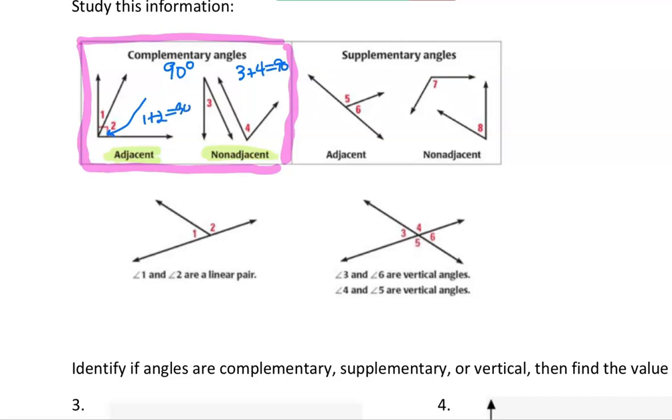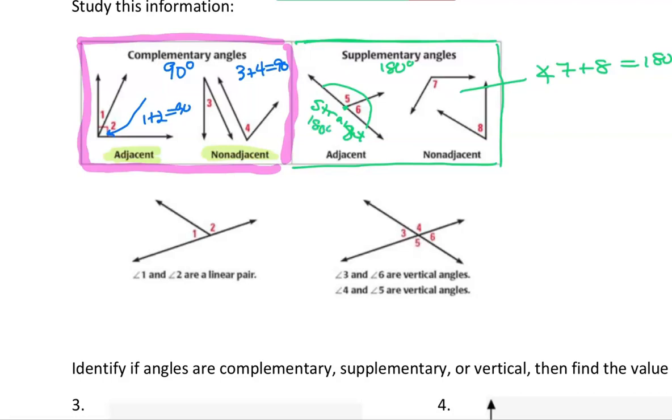So then let's move on to supplementary. Supplementary also happens when two angles add up to something. The something for supplementary is 180 degrees. So that means that supplementary angles, when they are adjacent, are on a straight line or a straight angle. When they're not adjacent and not sharing a common side, they will simply add up to 180. When they share a common side, they're going to appear on a straight angle. And you know that straight angles are 180 degrees, and therefore angle 5 plus angle 6 is going to equal 180. So you want to definitely know that.